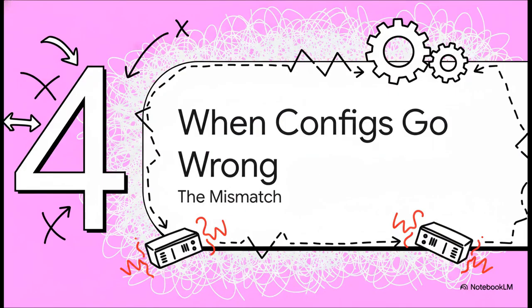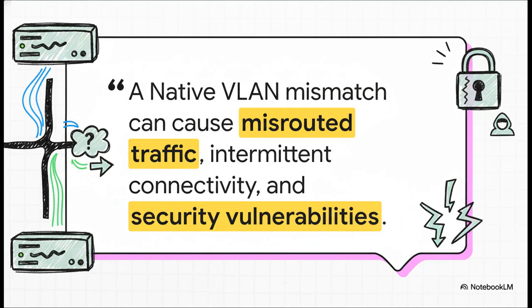But of course, in the real world, things aren't always configured so perfectly. And that brings us to one of the most common and frustrating issues that network engineers have to deal with: the native VLAN mismatch. So here's the deal. When you connect two switches together with a trunk link, they absolutely must agree on which VLAN is the native VLAN. If switch A thinks it's VLAN 99, but switch B thinks it's the default, VLAN 1, well, you've got a mismatch, and the consequences are no joke.